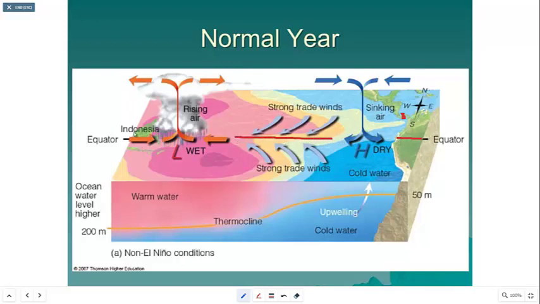And then over in Indonesia we'd have converging air due to a thermal low pressure system and rising air. So you'd expect an area of precipitation occurring over in the western side. This is normal.